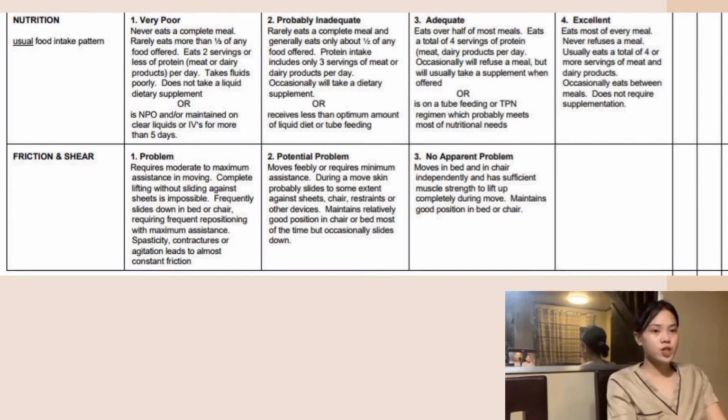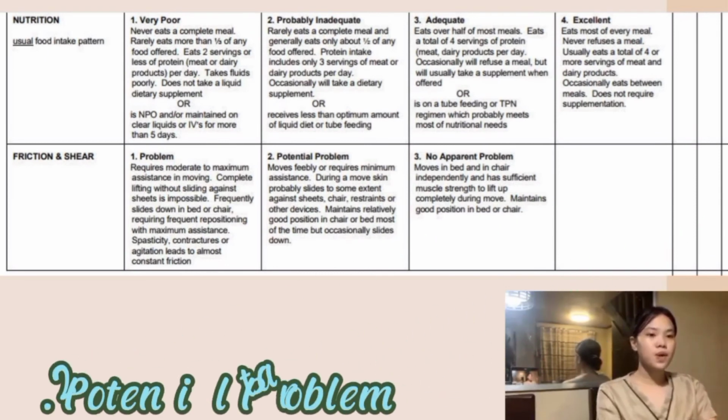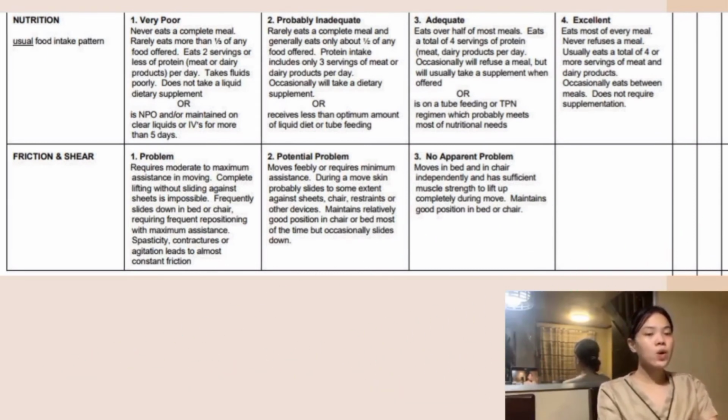almost constant friction. A score of 2 indicates a potential problem: moves feebly or requires minimum assistance. During a move, skin probably slides to some extent against sheets, chair, restraints, or other devices. Maintains a good position in chair or bed most of the time, but occasionally slides down.